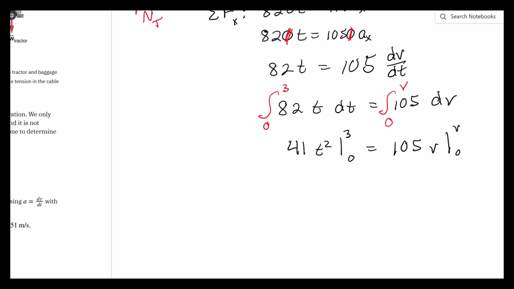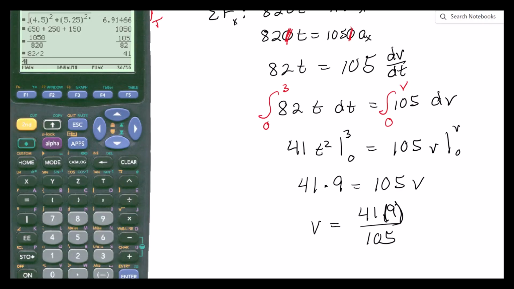I don't know what t squared is. How am I supposed to know? I mean, I know it's 9. So 41 times 9 equals 105v. So v equals 41 times 9 divided by 105. Let's see what happens. I'm also going to come back and look at my units in a second because things could get scrunchy. 3.51.